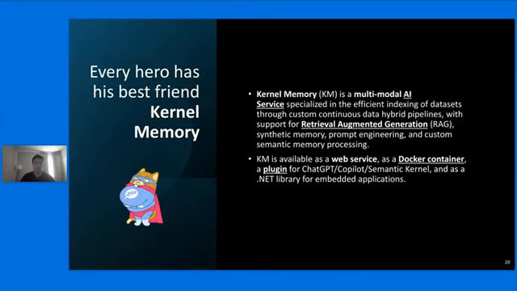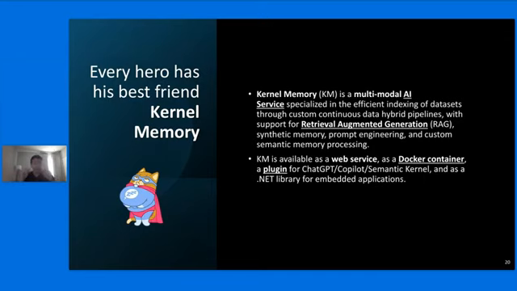So let me go quickly. Okay, this is something that we added here in the presentation. Every hero has best friends. Batman has Robin, and there are a lot of other ones. I don't want to take this one, but Semantic Kernel has the best friend, which is Kernel Memory, because we were talking about having this memory, this continued conversation. So Kernel Memory was introduced to resolve a lot of things.